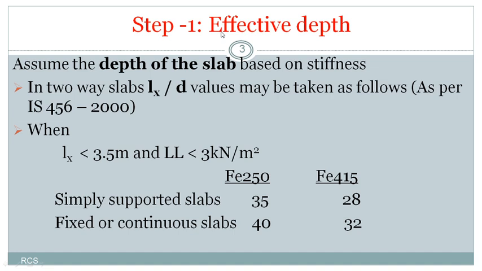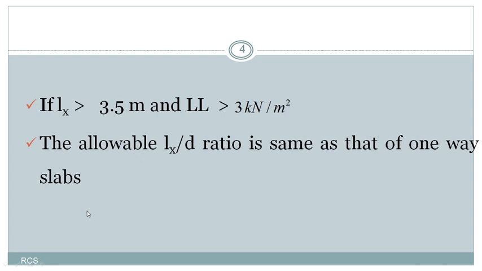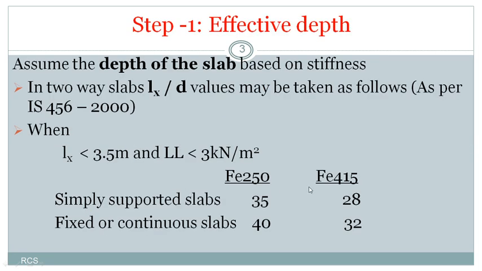First, we have to calculate the effective depth. This effective depth of the slab is considered based on the stiffness criteria of IS 456-2000, that is the L by D ratio, which we have to choose as per IS 456-2000. The condition for choosing the Lx by D ratio is: if Lx, the length in the shorter span direction, is less than 3.5 meters and the live load is less than 3 kilonewton per meter square, then if you are designing a simply supported two-way slab and using a grade of steel, say Fe 415, the Lx by D ratio will be taken as 28.